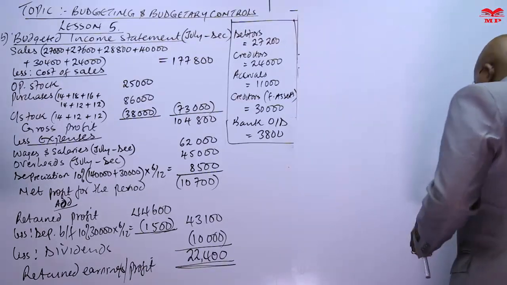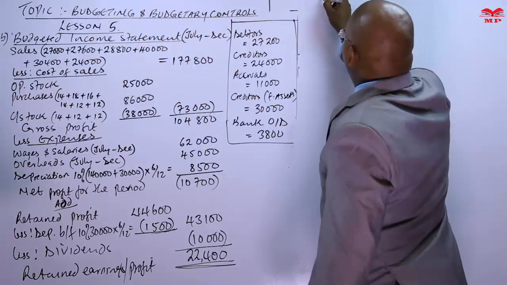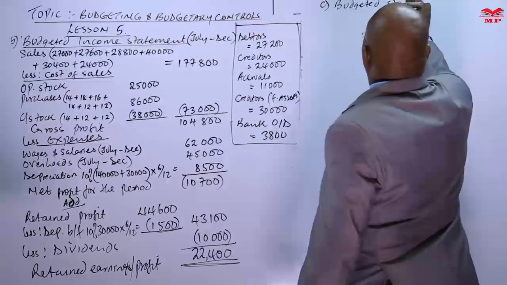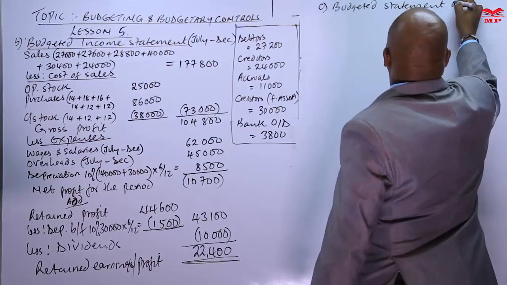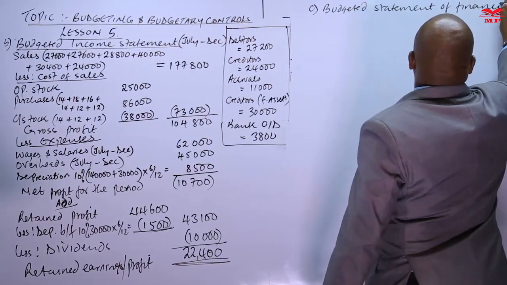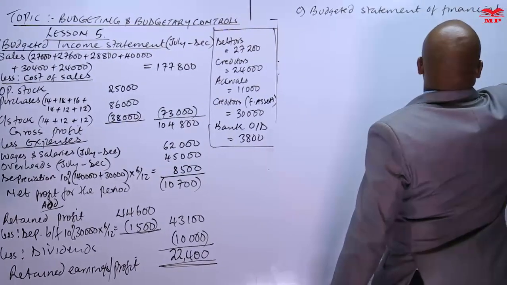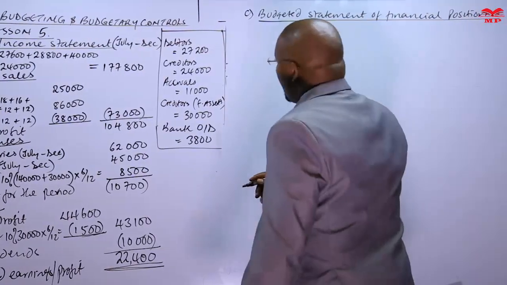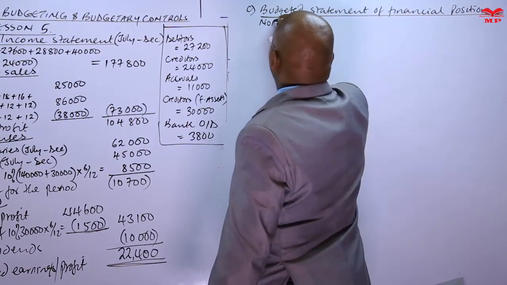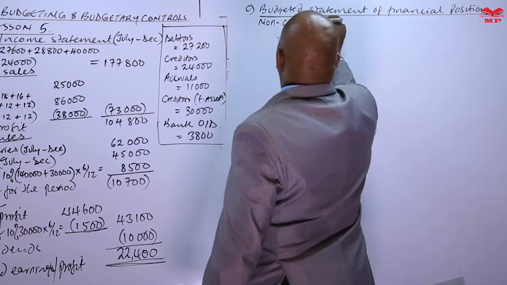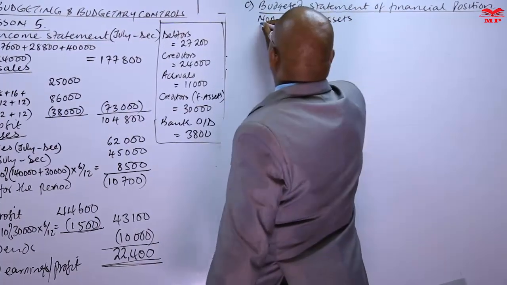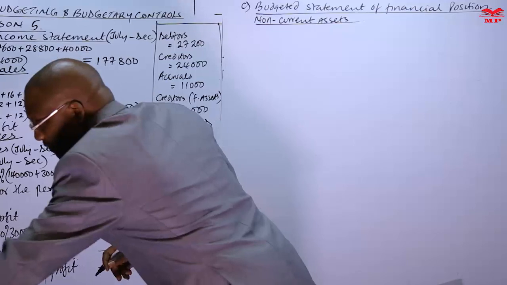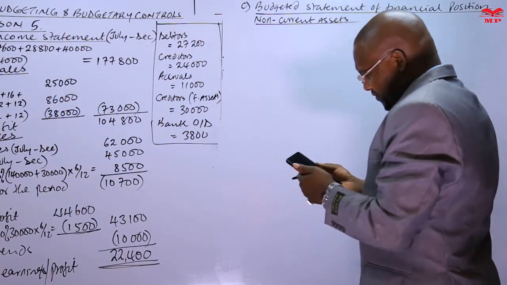So this is a statement of financial position. So let's have here part C. This is budgeted statement of financial position, which is the balance sheet, where I need to have my non-current assets, where I'm having the assets as follows.